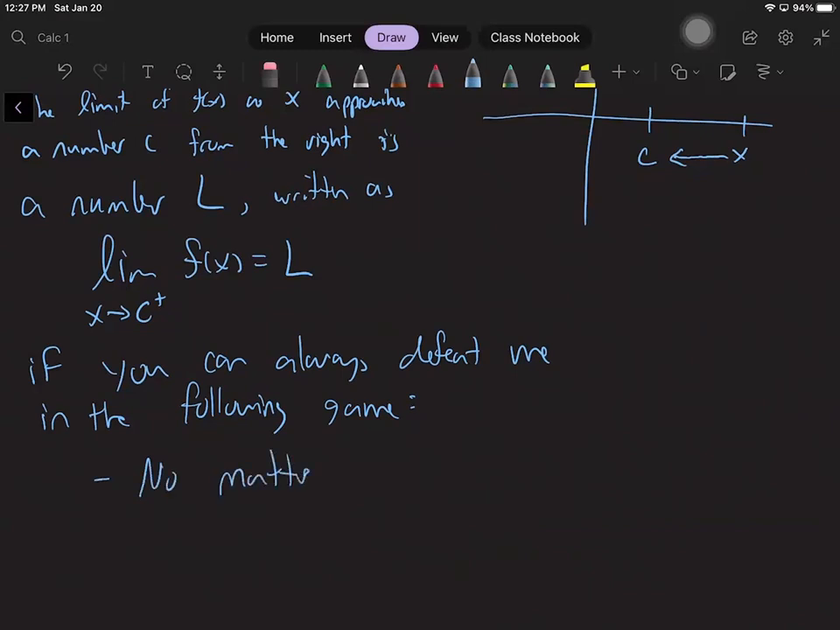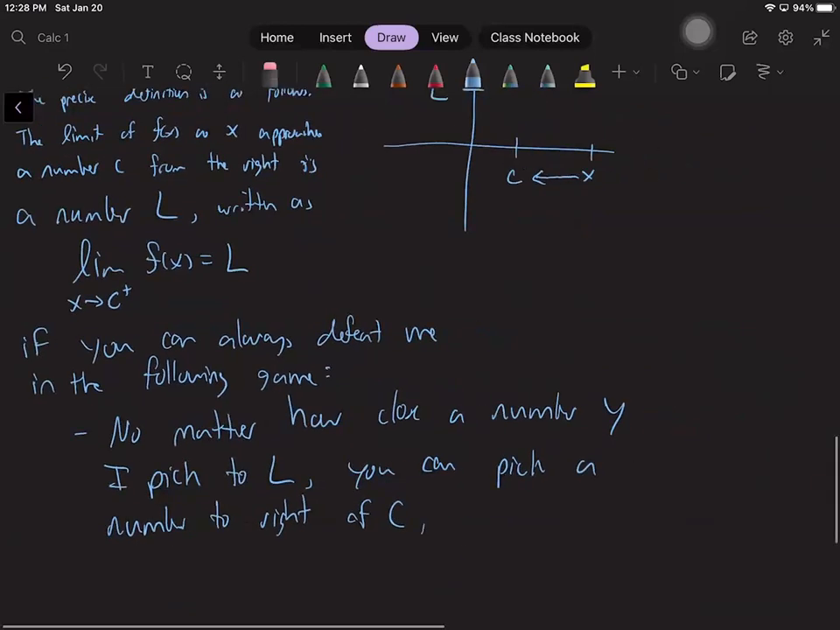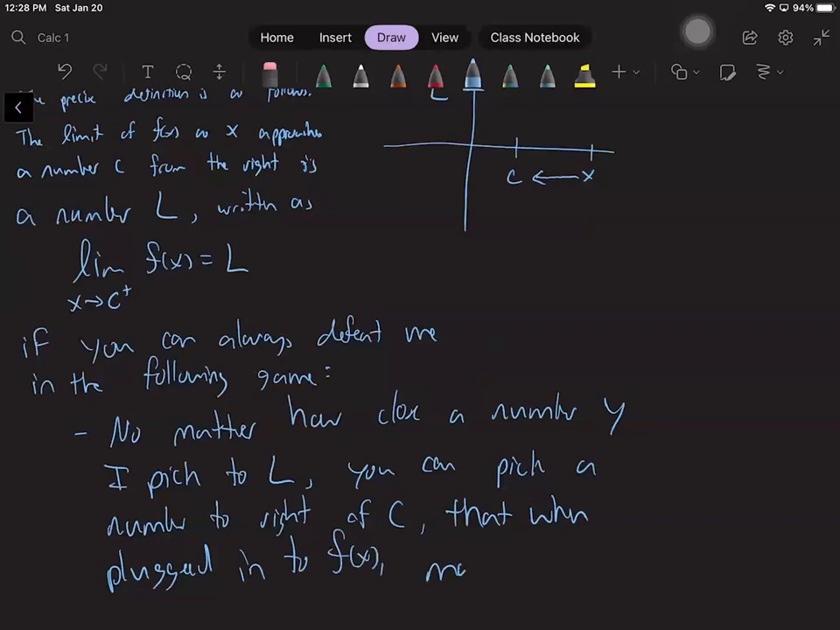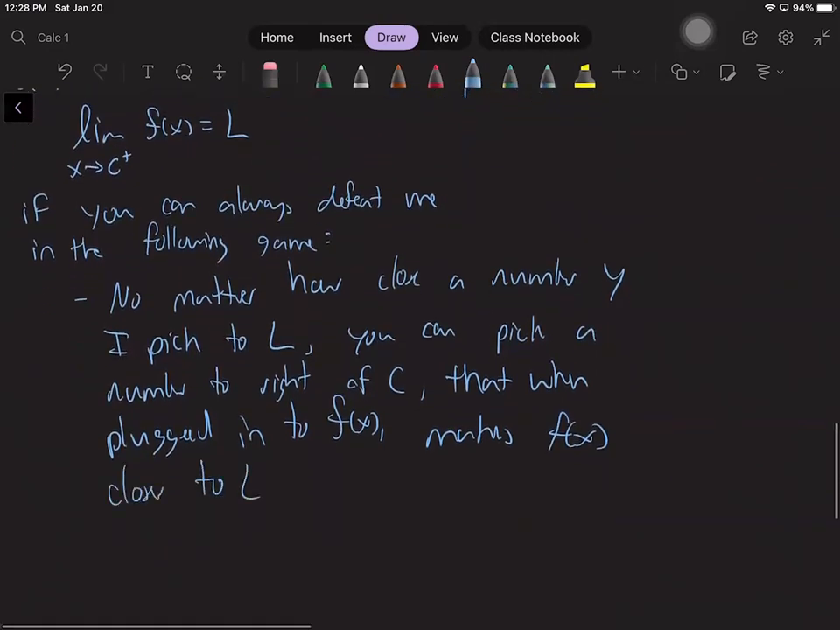No matter how close a number, I'll call it y, that I pick to L, so it's a number close to L, you can pick a number to the right of c that when you plug it in to f of x, it makes f of x closer to L than the y that I picked originally.